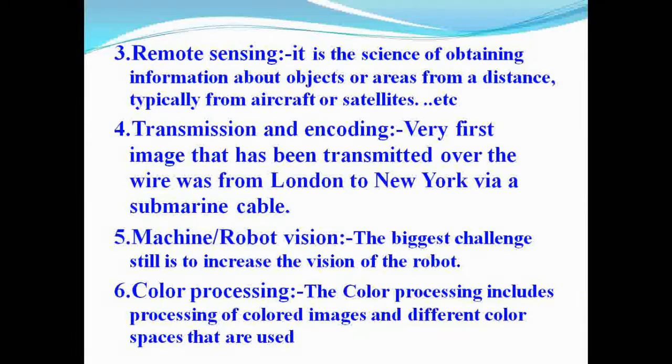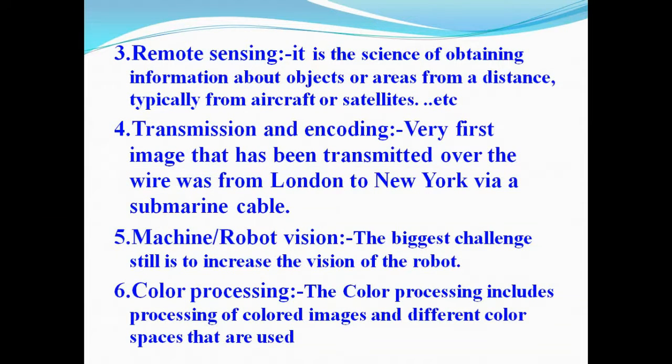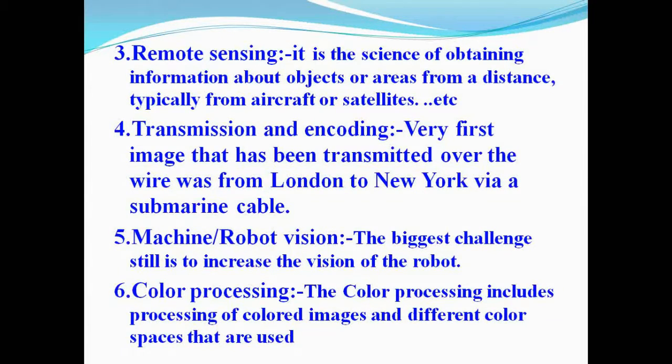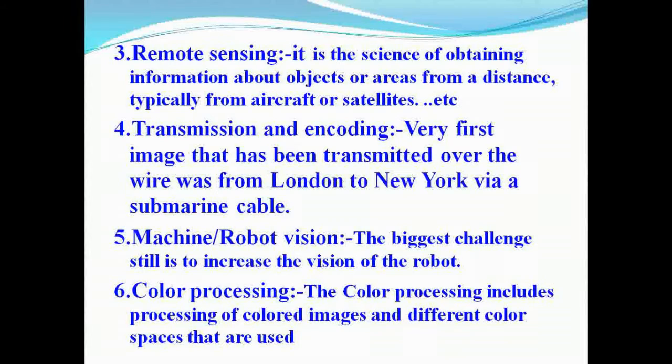Then we have another application called remote sensing. What is meant by remote sensing? It is the science of obtaining information about objects or areas from a distance, from large distances. Typically, if you want to get images, remote is nothing but getting them from one location to another location, that is, different areas or different locations.